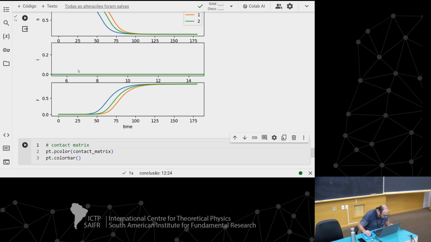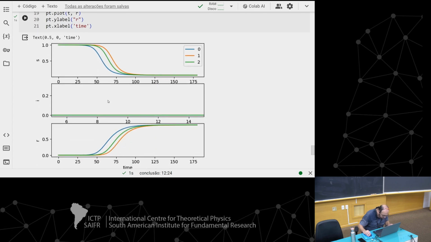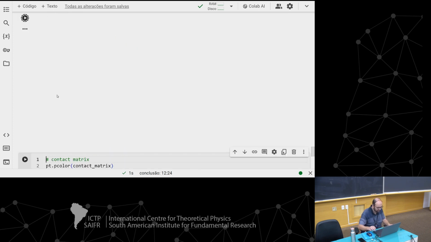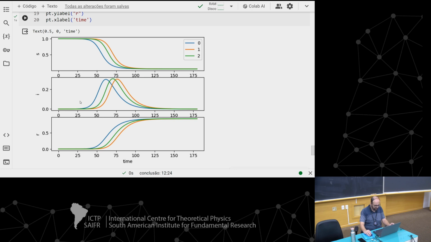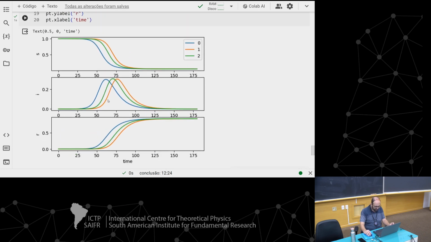And now I have susceptible for each city, infectious for each city. Why is this so weird? This is very weird. Sorry, up here I had this X-limit here. Oh, much better. Infectious for each city, you see that in city 1, it arrives first. And it's funny that it actually arrives a little bit earlier in city 2 than in city 1. The only difference between cities 1 and 2 is different populations.